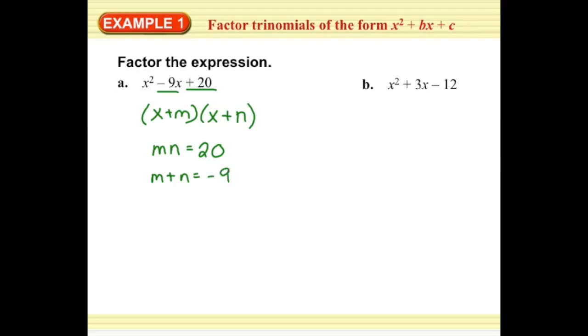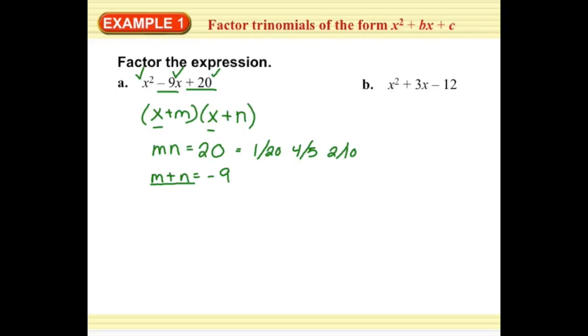And I know that because when I FOIL this equation, I do my first terms, x times x is x squared. So that's correct. I do my outer terms, x times n, my inner terms, x times m. So those two are going to have to add up to be that negative 9. And then I do my last terms, m times n, and I know that has to be 20. So I need to think about factors of 20 that will also give me a sum of negative 9. So factor pairs are 1 and 20, and 4 and 5, and 2 and 10.